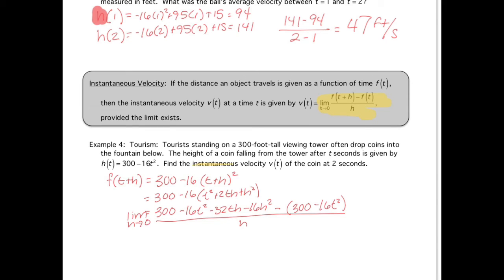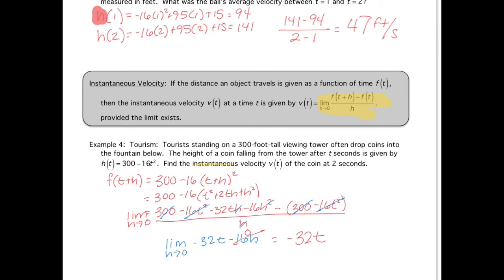And so once again, anything that doesn't have an h is probably going to cancel. And so all I'm left with is this part, and then this h cancels that h and one of those h's. So I have to find the limit as h approaches 0 of negative 32t minus 16h. But again, h is going to 0. So because this goes to 0, it's essentially negative 32t. So that is the slope of the line. That's the equation for the slope of the line tangent to it.